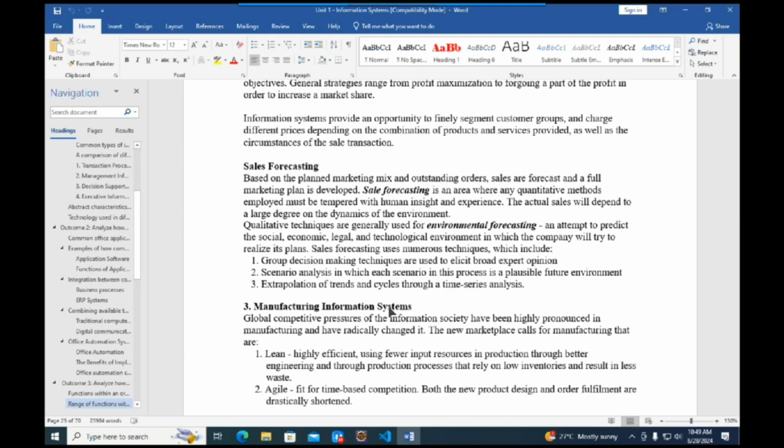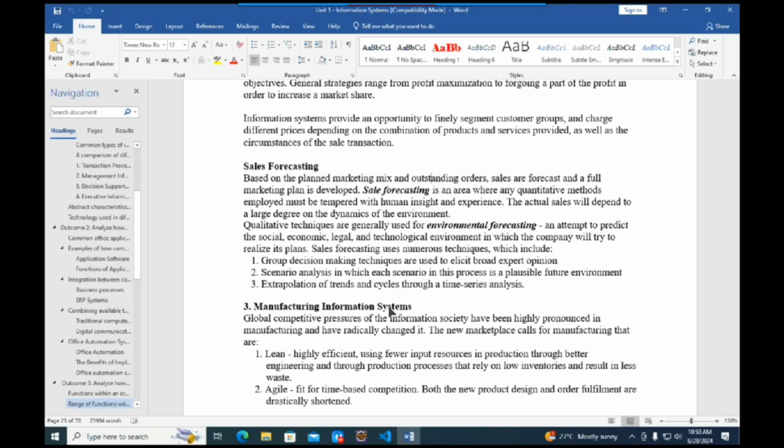So we are predicting the sales that are going to actually occur in the future. We have qualitative techniques here that are used for what we call environmental forecasting, which is an attempt to forecast the social, economic, legal, and even technological environment where the company is going to try to meet its plans.